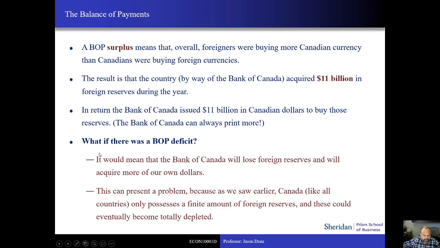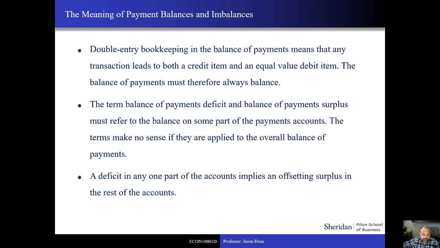So what if there was a balance of payments deficit? That would be the opposite. It would mean that the Bank of Canada would lose foreign reserves and acquire more of our own dollars. And again, as we saw earlier, this could cause a problem because we can only buy so much Canadian dollars with foreign reserves until we run out. Okay, these could eventually become totally depleted.